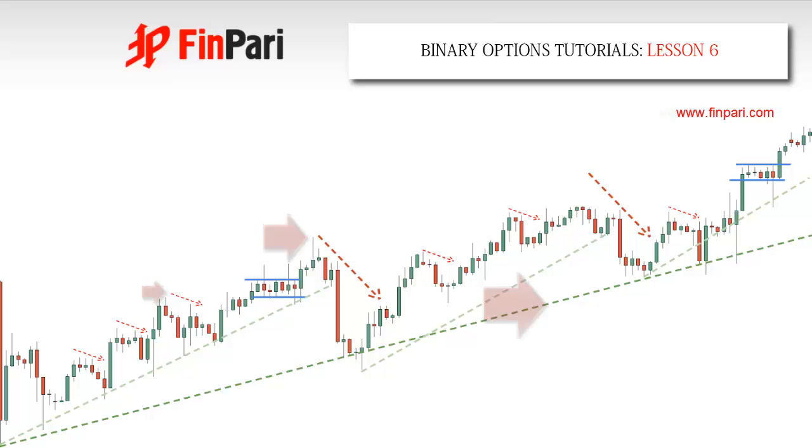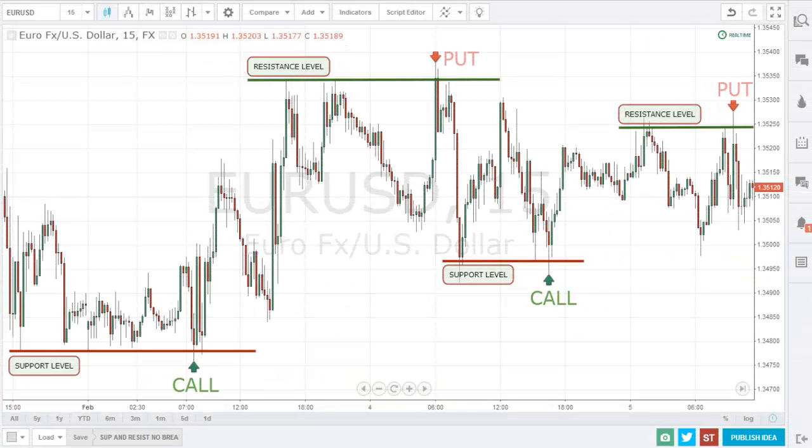Now as we know a little about the trend lines, let's talk about the support and resistance levels. Some traders successfully use levels to trade binary options, and depending on what level price touches, they buy a put below option or a call above option.